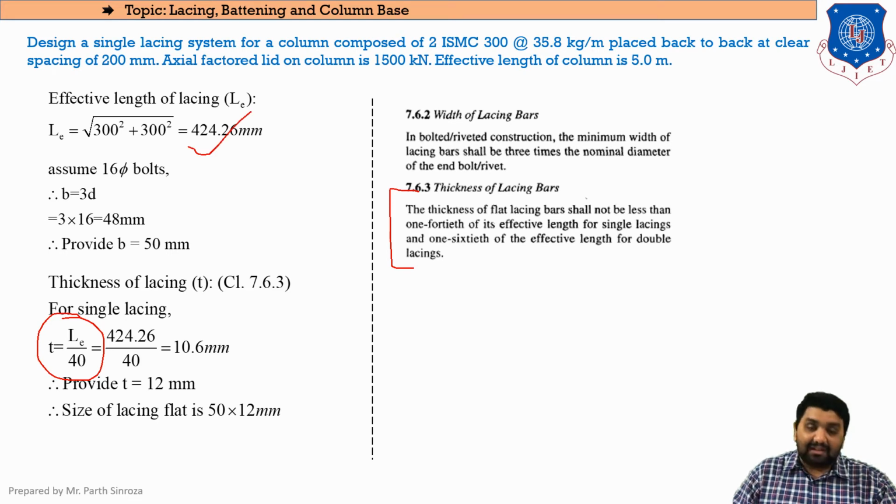LE value will be this, that we have found earlier. So the answer comes out to be 10.6. So the rounded off value that we will be providing is 12 mm, and this will be the final size of lacing flat, that means the lacing rectangular portion. So the lacing flat will be provided of size 50 cross 12 mm. Clear? So this was the design of lacing.